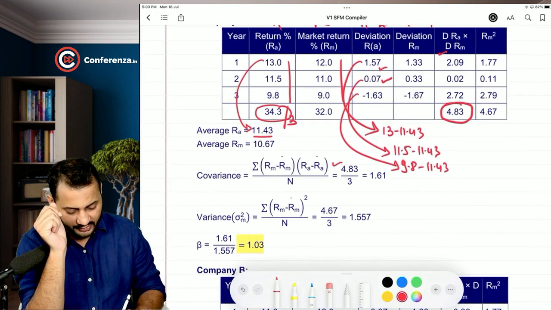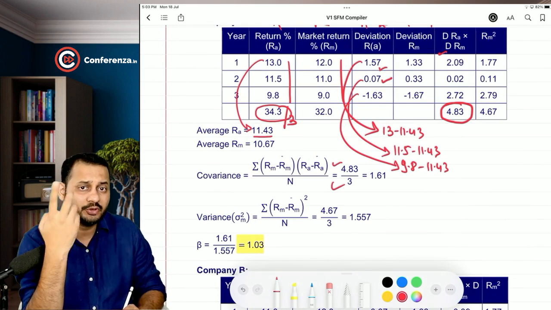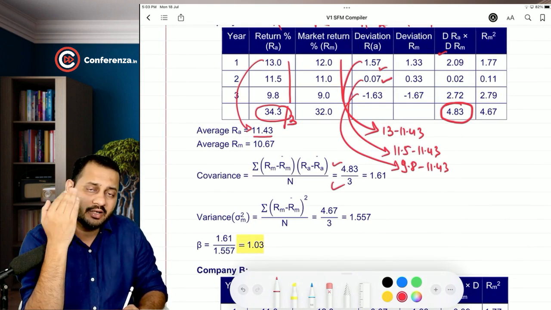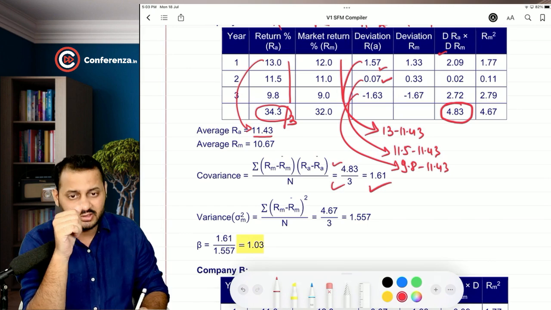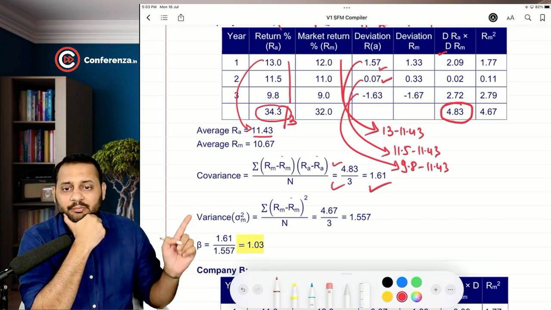Covariance 4.83 divided by 3. Why divided by 3? Because the probability is not given in the question. That's why we will have to divide it by 3. So the covariance comes to 1.61. And the beta is very easy.